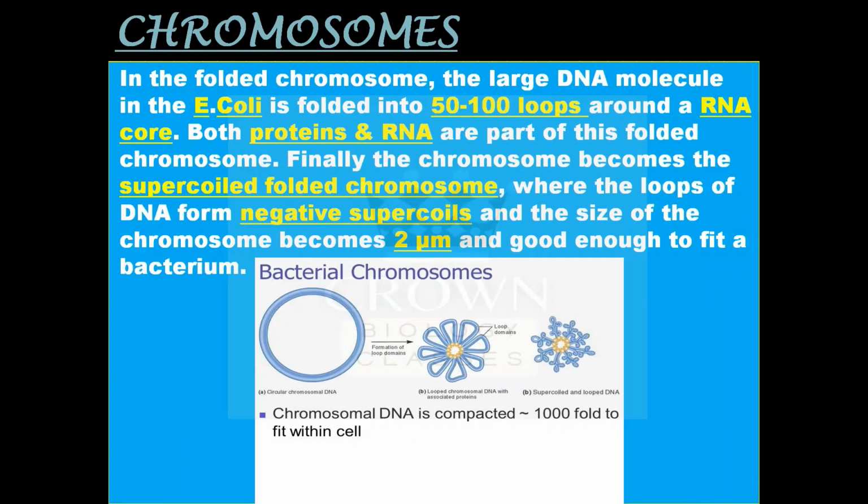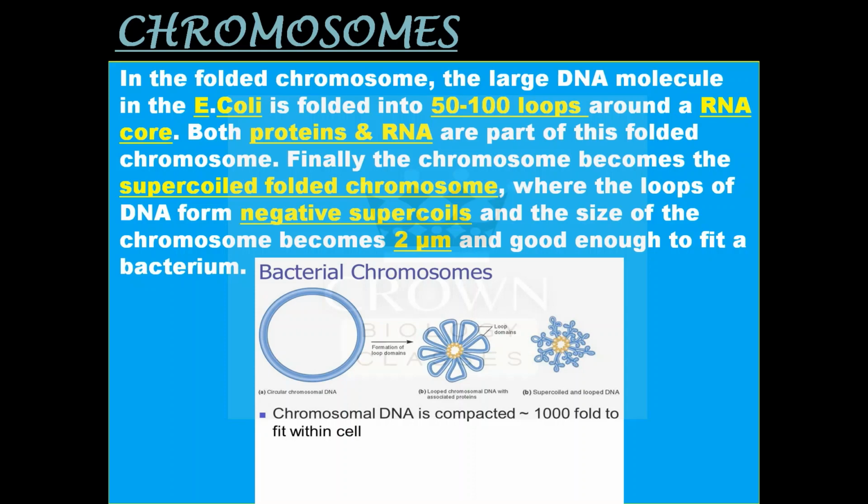In the folded chromosome, the large DNA molecule in the E. coli is folded into 50 to 100 loops around the RNA core. As you can see in the diagram, A is the diagram of circular chromosomal DNA, and in B what happens is formation of loop domains. Formation of loop domains occurs around the RNA core, and in C, B is further supercoiled to form the supercoiled and looped DNA.